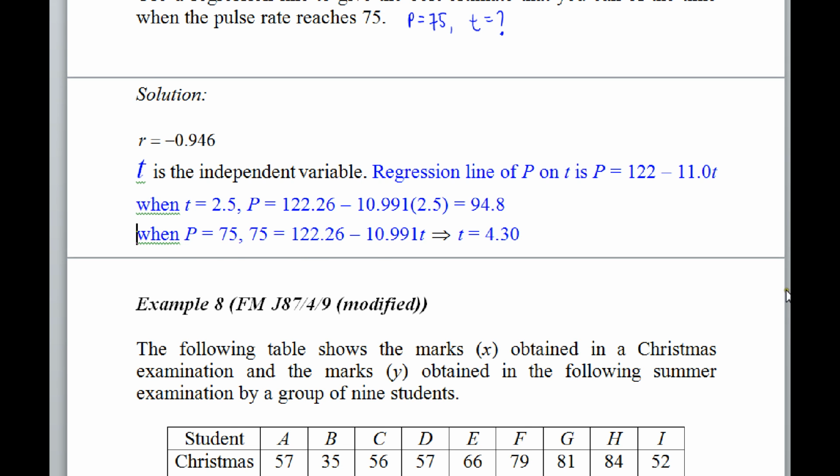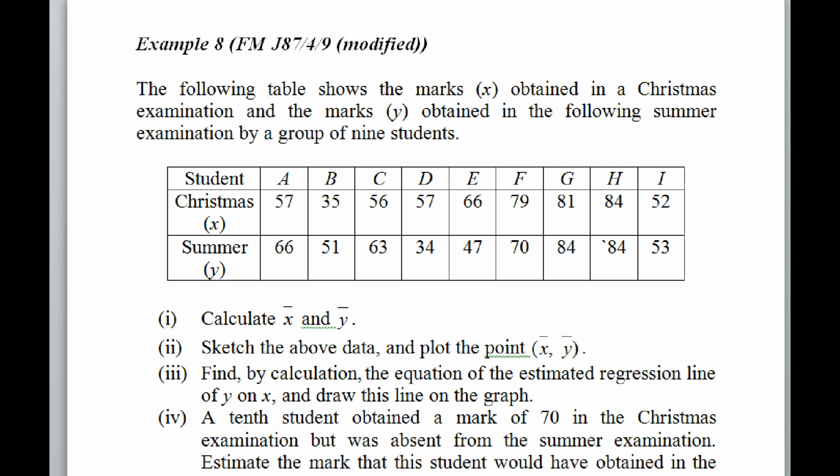Example 8. Again, like I always say, you read the question carefully and understand the context. This is the score of a Christmas exam. This is the score of a summer exam. Take note. If you look carefully at how we obtain the data, it's just saying a random student I pick. His score is 57 for this, and for summer his score is 66. I pick another student, 35, 51.